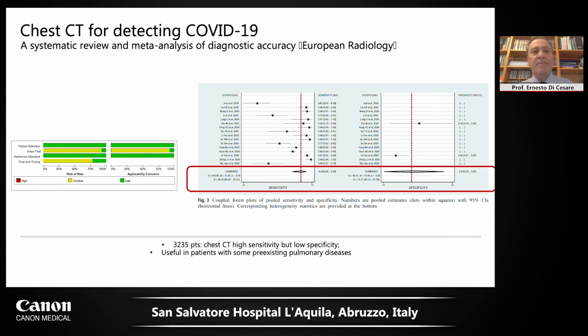In more than 300 patients, as reported in this systematic review, chest CT provided a very high sensitivity, more than 90%, but low specificity, about 31%, and was considered useful in patients with some pre-existing pulmonary diseases.